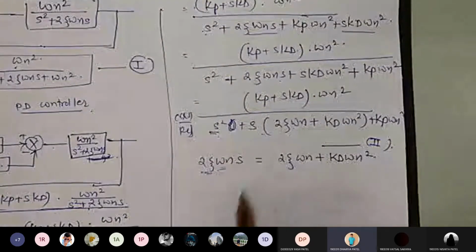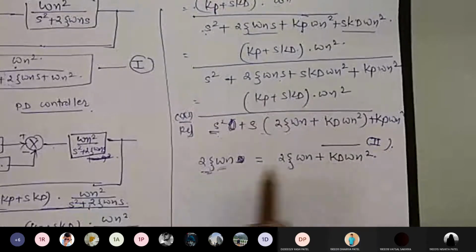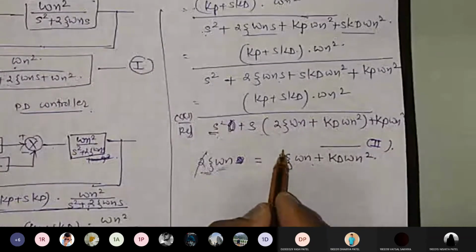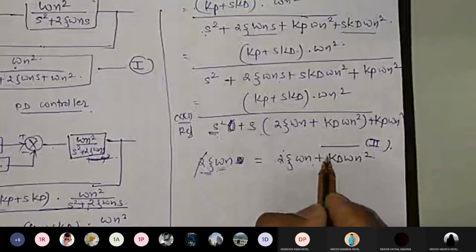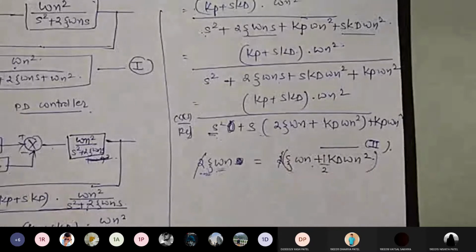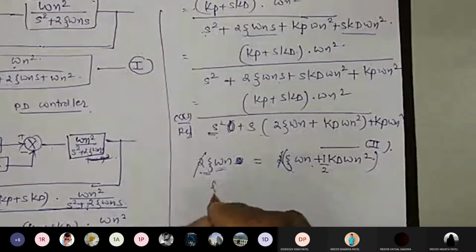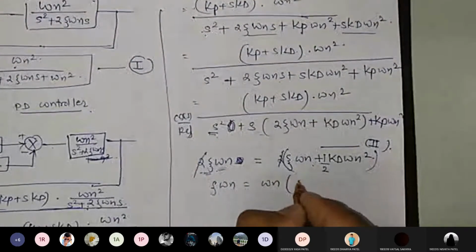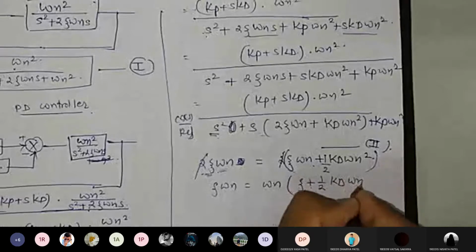Okay, so it is different. It will be 2 zeta omega, and now the 2 is going to be cancelled out. If I want to cancel out 2, I have to multiply by 1 by 2 over here. Done. So with zeta and omega n, again omega n I can take outside of the bracket, so it will be zeta plus 1 by 2 kd into omega n.